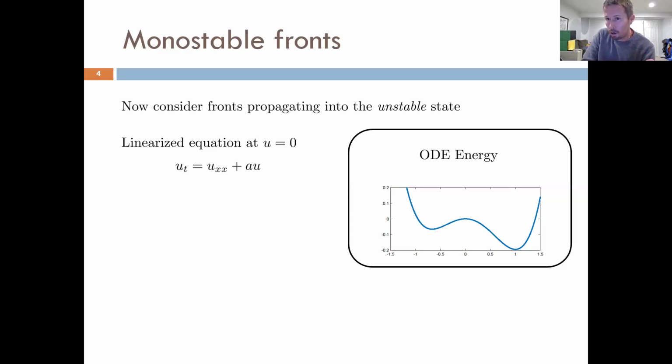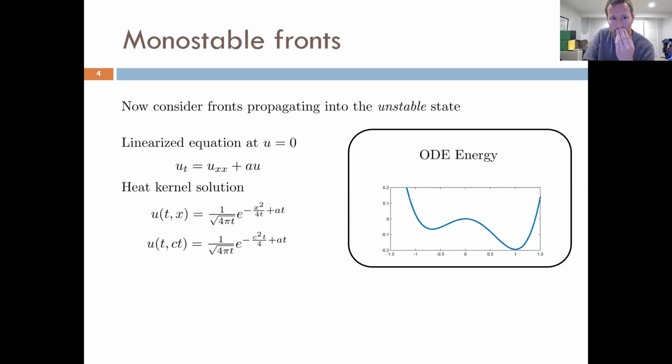So the simplest solution that we know of this is basically the heat kernel, right? So if you solve this using the heat kernel, you get your heat kernel type term, and then there's this pointwise exponential growth coming from the instability of the 0 state that goes along with it, right? So you have this heat kernel, which is spreading out slowly, and there's this pointwise exponential term as well, okay?